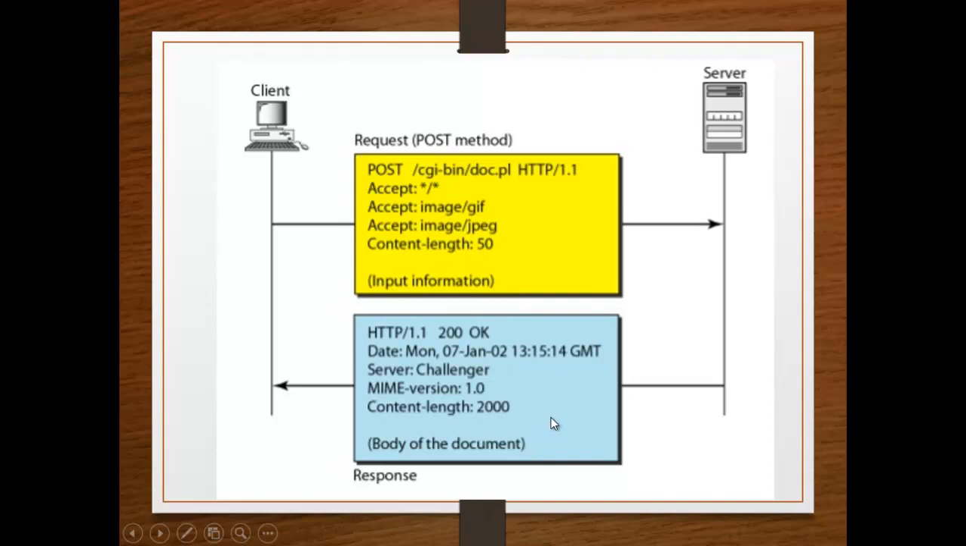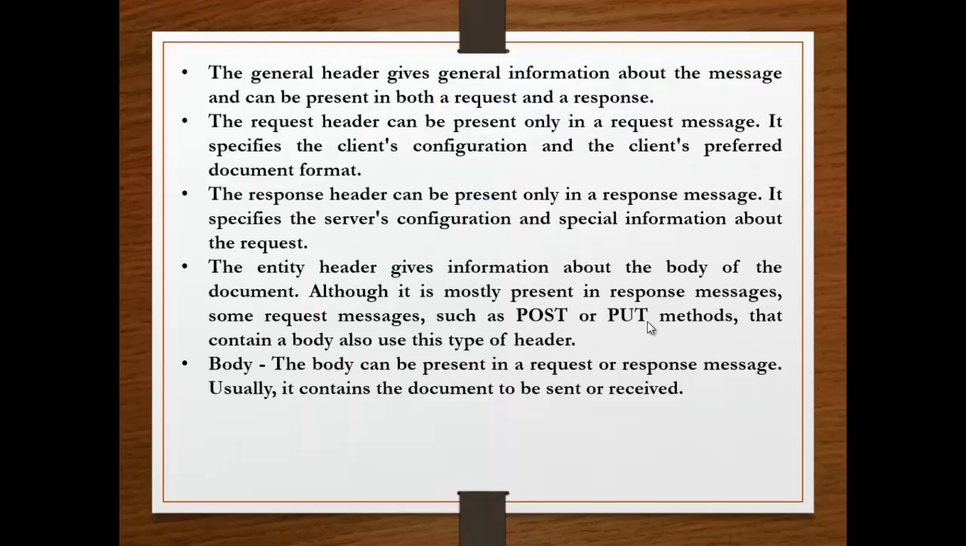Similarly, if you see the response message, there is the version, then the code, then the status phrase, and then the header type, colon, space, and the header value. Similarly, all these are headers, then a blank line, then the body of the document. So this is the exchange happening between the client and the server. This is given in the format in the last lines.